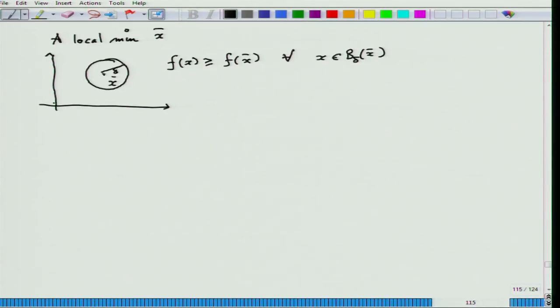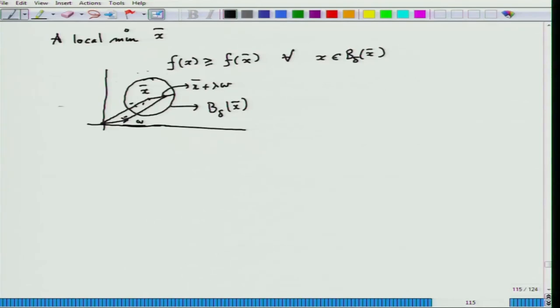Now, what it means is that this is my vector x bar. Here we see the drawing where x bar is a point, and there we have drawn a disk around it. So, take any direction w. This is the direction w, and this vector up to here is lambda times w, and when we add them, x bar plus lambda w, I get a point here which is inside the ball. So, there exists lambda greater than 0, for any given w, such that f of x bar plus lambda w is bigger than f of x bar.